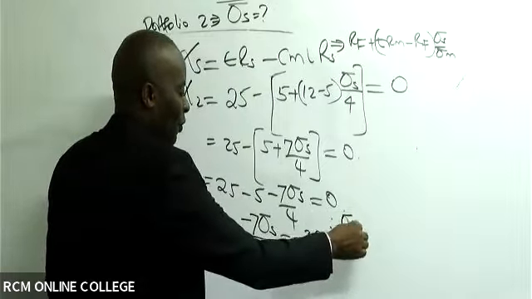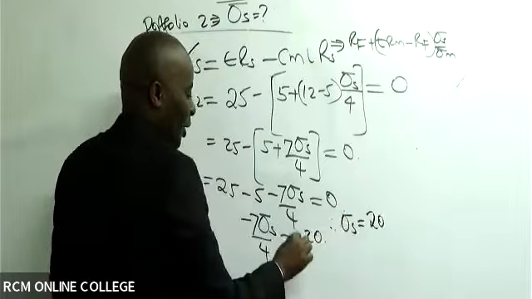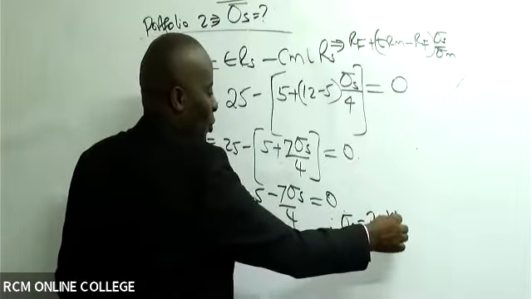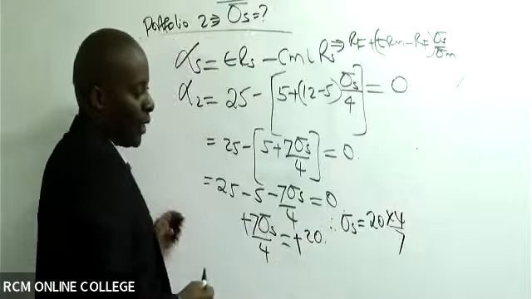Therefore, the standard deviation of S will be 20. So then this and this will go times 4 over 7 times 4 over 7.